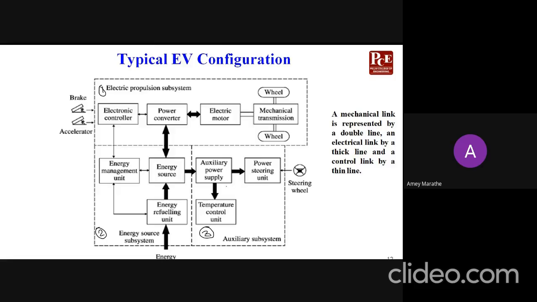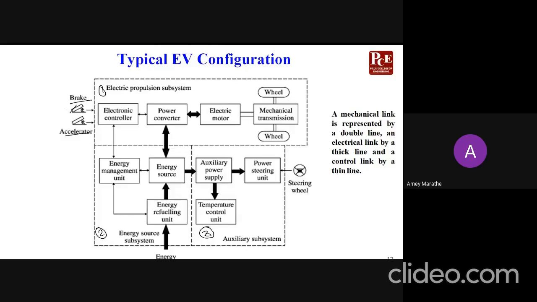So basically, if you see a typical EV, what are the three inputs here? You see your electric propulsion subsystem is taking brake and accelerator as an input. So based on whether you are braking or whether you are accelerating, your electric propulsion subsystem will connect with this energy source.